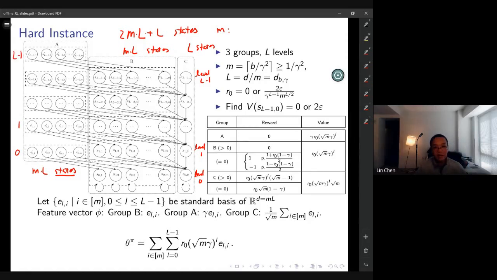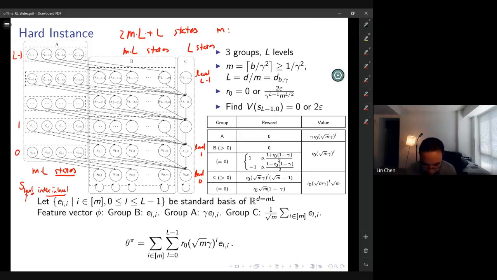We can see that there is a double subscript here. So each state in group A and group B is indexed by two indices. The first one is the level, and the second one is the index in the level. And m is some integer greater than 1 over gamma square, and we actually can take it to be the ceiling of 1 over gamma square.